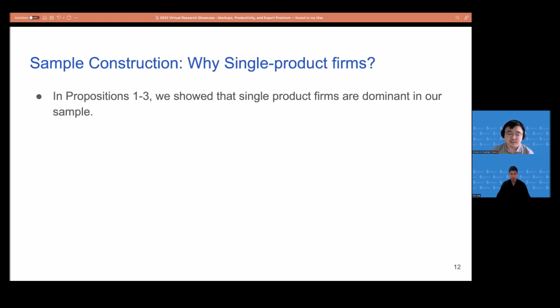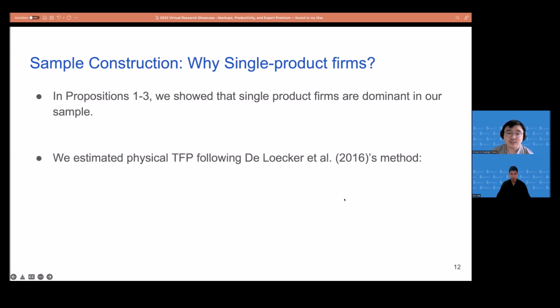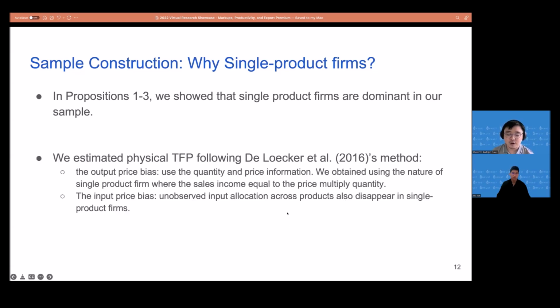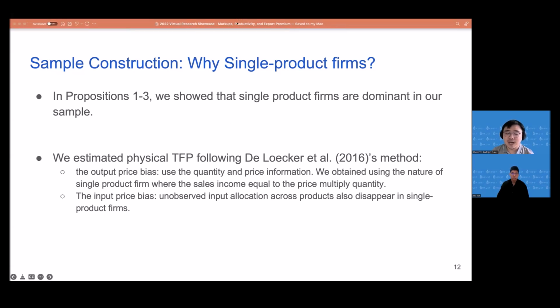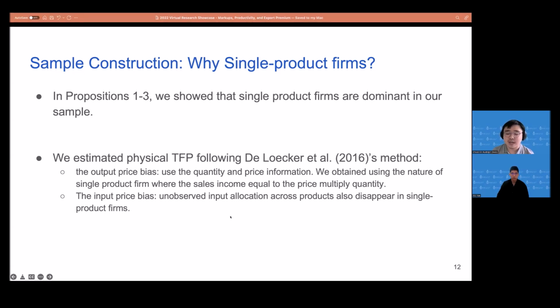And here are the reasons why we only use the single-product firm in our sample. First, from proposition 1 to 3, we show that the single-product firms are the dominant group in our sample. Second, when we use the De Loecker and Dinopoulos 2016 method to estimate the physical productivity, using the single-product firm allows us to prevent the output price bias and the input price bias. As a result, we only use the single-product firm in our empirical findings.